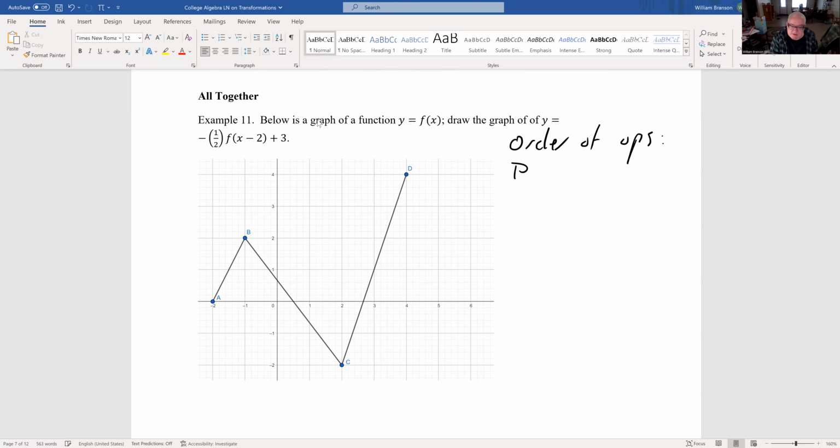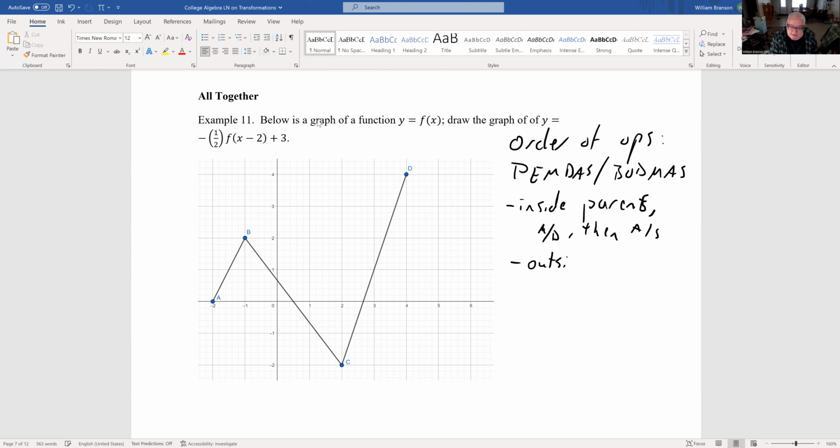This is very similar to what you may have seen as PEMDAS or BODMAS. Parentheses first. So parens, that means parentheses, because I don't want to write the whole thing out. Multiplication and division first, then addition and subtraction. And then you go outside the parentheses, and you do multiplication and division first, then addition and subtraction.